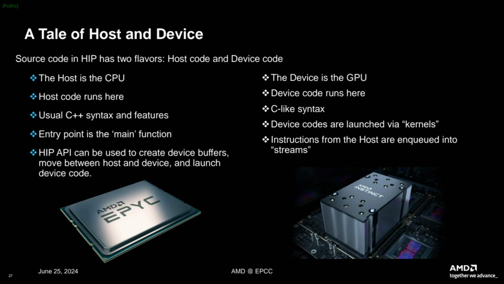And for host code, there's only one entry point, which is the main function, whereas the device code has many entry points, which are the kernels.